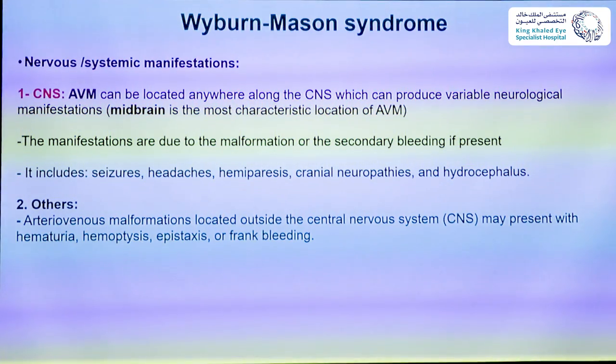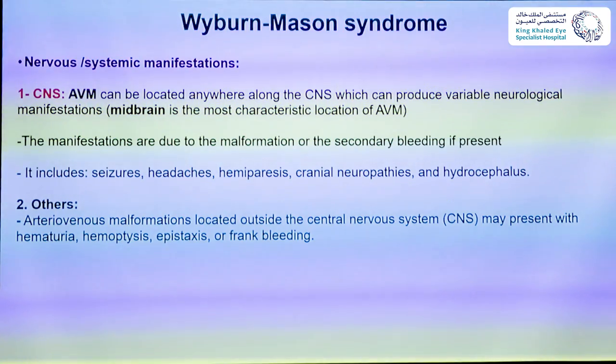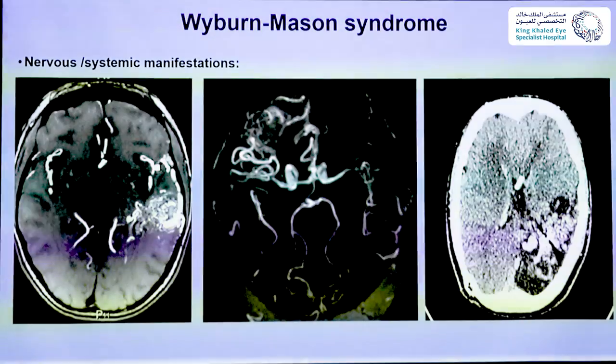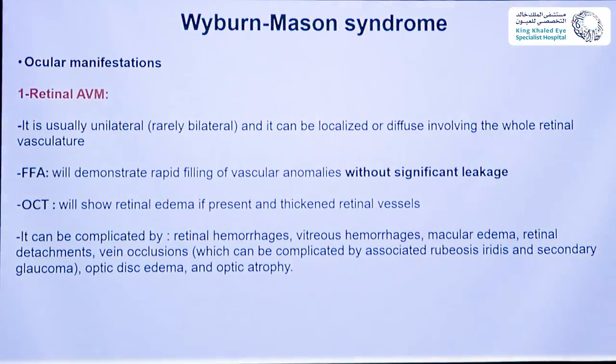And also the reports mentioned that these patients should be taken into special consideration, because when they have just a small intervention like a dental procedure, they will have huge bleeding. And this is how the AVM can present in the CNS, and you can see it as dilated tortuous abnormal blood vessels. Retinal arteriovenous malformation is usually unilateral but can happen bilaterally. Usually it will show rapid filling of the vascular abnormality, but there is no significant leakage. And OCT can show the associated retinal edema.